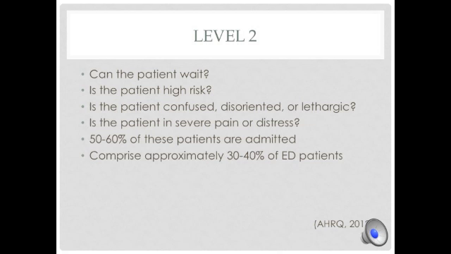A patient's medical history or age can put the patient at high risk. Is the patient confused, disoriented, or lethargic? Baseline mental status of confusion or disorientation does not warrant a level 2 designation. Is the patient in severe pain or distress? A pain level of 7 out of 10 or greater may consider an ESI designation of 2, although it is not required. 50 to 60% of level 2 patients are admitted, and they comprise approximately 30 to 40% of all ED patients. According to Sandfield, the most important factor assigning a patient to a level 2 was age, vital signs, and the need for timely intervention.